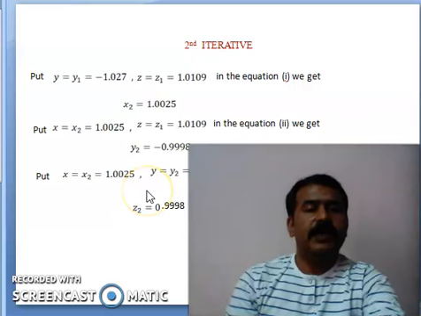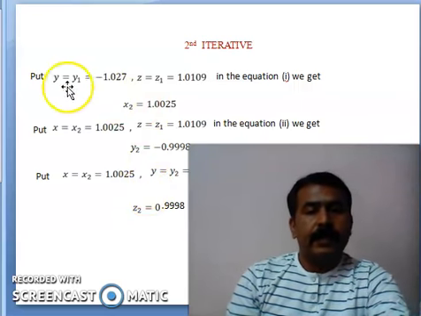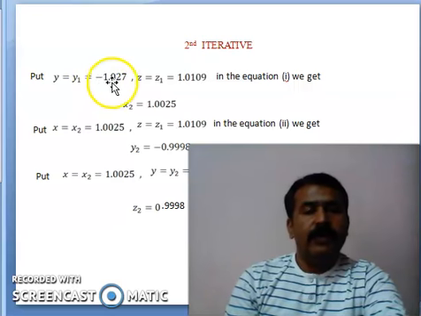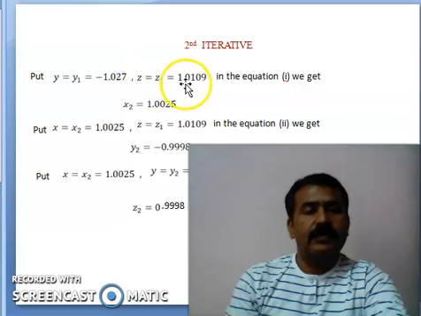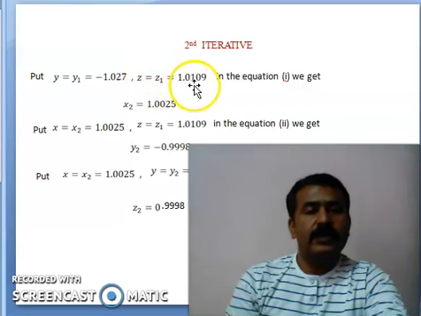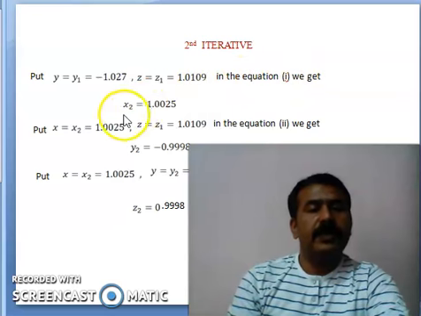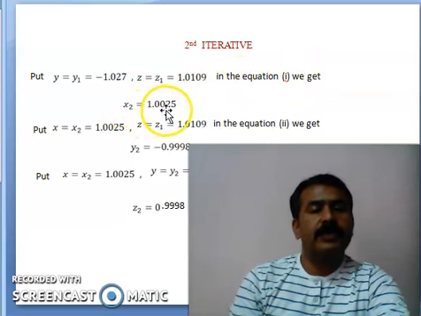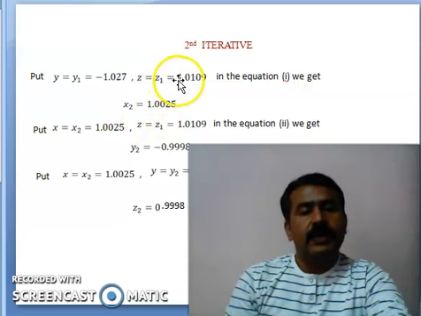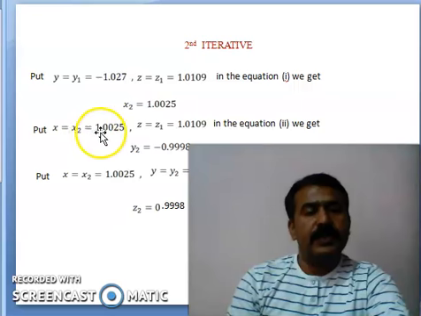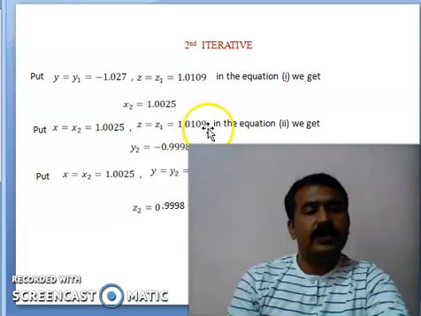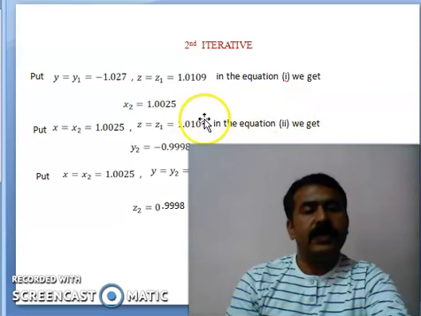Now for the second iteration, put y equal to y1, which is minus 1.0275, and z equal to z1, which is 1.0109, in equation 1. We get x2 equal to 1.0025. Similarly, in the further step, putting x equal to x2 equal to 1.0025 and z equal to z1 equal to 1.0109 in the second equation, we get the value of y2.